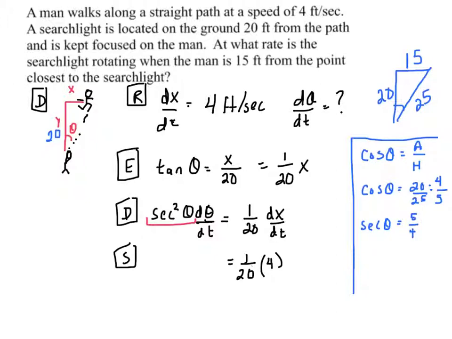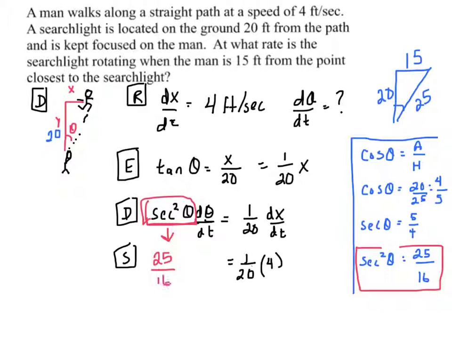Well, I'm not interested in secant. I want secant squared. So I square both sides. I get 25/16. But now I can substitute. I know that secant squared is equal to 25/16. So I could substitute that in over here.